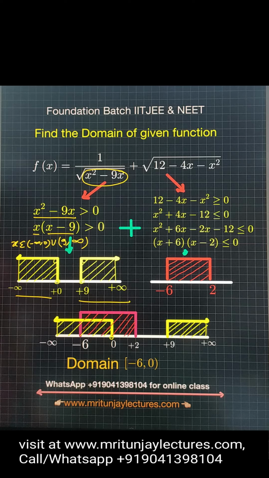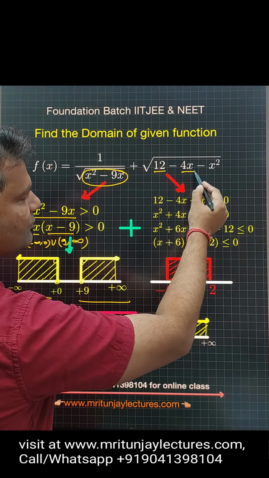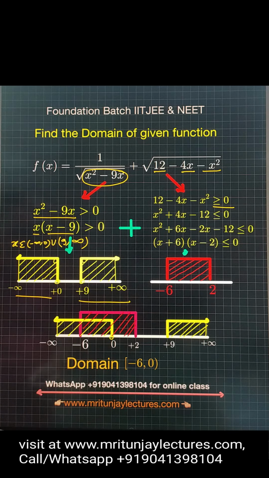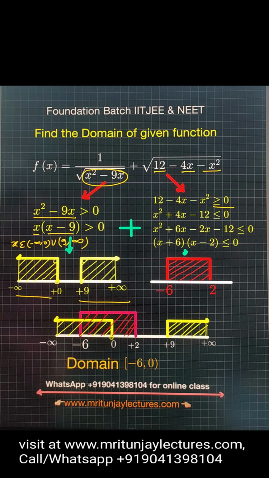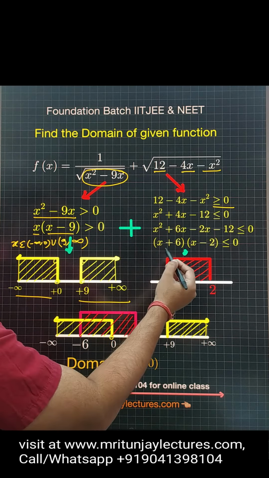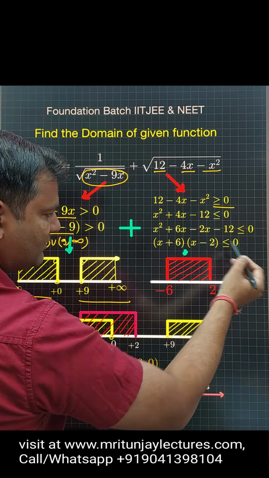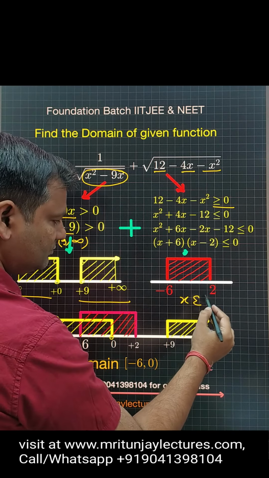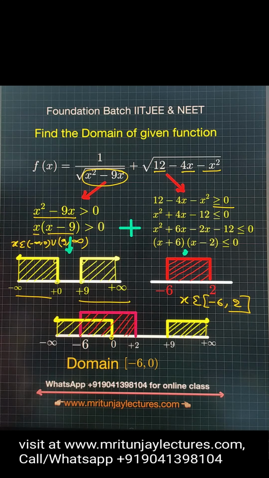Okay, after that, look here, 12 minus 4x minus x square is greater than or equal to 0. So if you multiply by minus, then the inequality is changed. So if we factorize, then we get (x plus 6) and (x minus 2) less than or equal to 0. So basically, what about x? That is minus 6 to 2, closed interval.